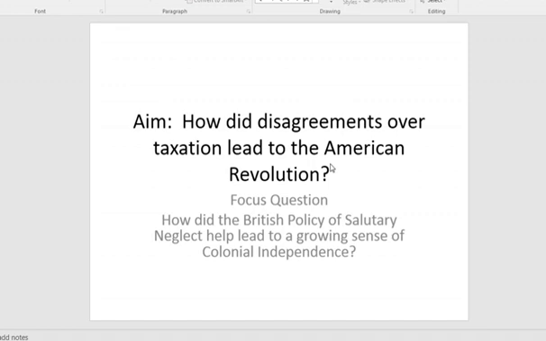Okay, so our aim is: how did disagreements over taxation lead to the American Revolution? We're starting to get into the Revolutionary period, and we have to understand how all of the seeds for colonial independence are actually going to turn into colonial independence. So our focus question today is: how did the British policy of salutary neglect help lead to a growing sense of colonial independence? We'll get to salutary neglect in a couple of minutes, but I want you to keep that term in the back of your head as we go forward so you know when to listen for it. So let's dive right in.